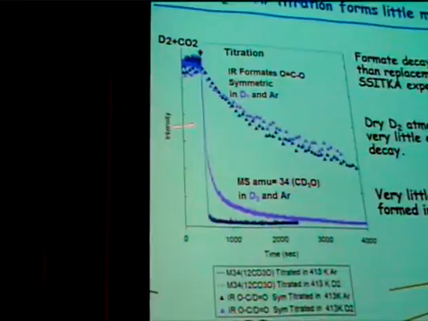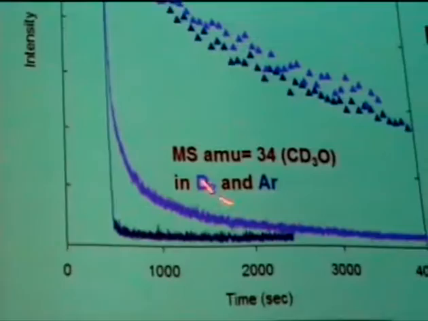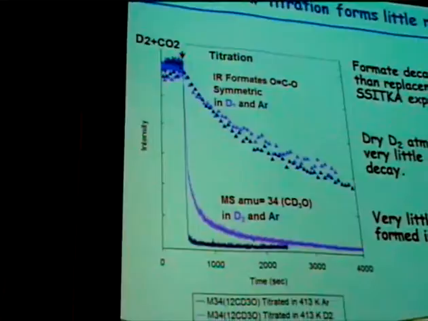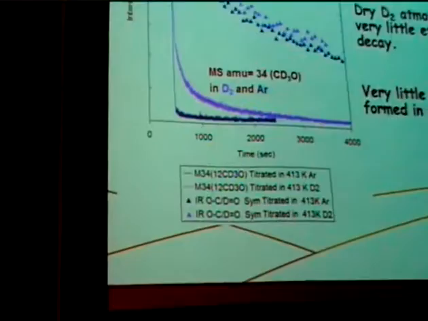In deuterium, there is some extra signal we're monitoring, mass 34, which is the major peak of the fully deuterated methanol. And it does not maintain anything close. You have a full surface adlayer of formate, and you don't have methanol. I mean, that's the main point here. So on this catalyst, we don't see methanol in dry hydrogen.